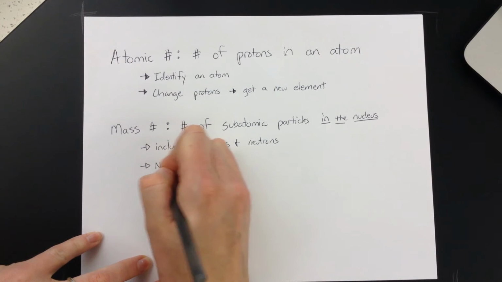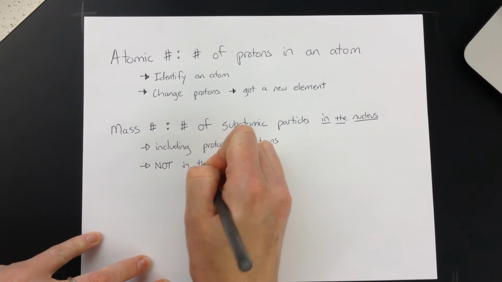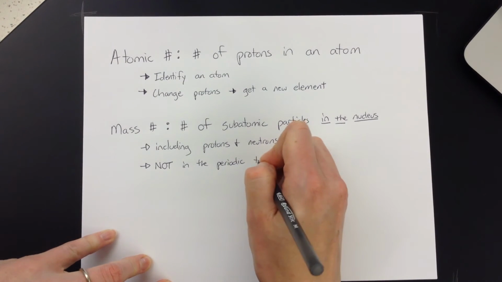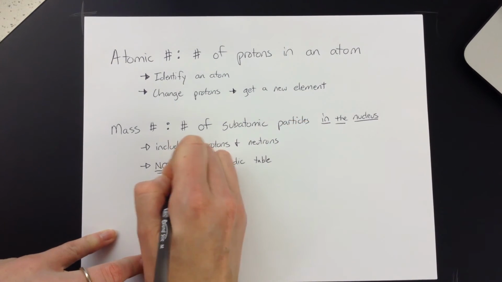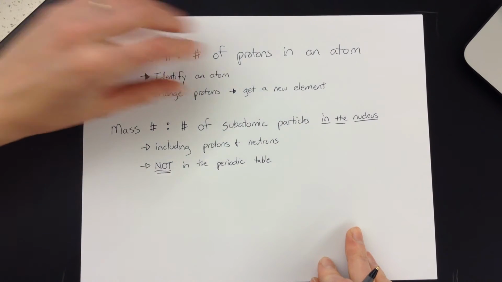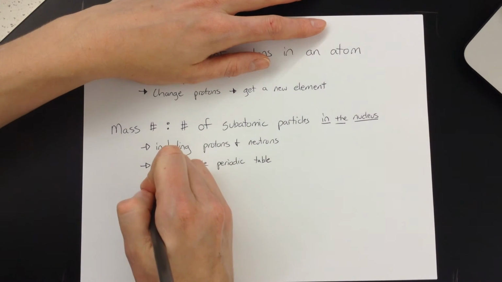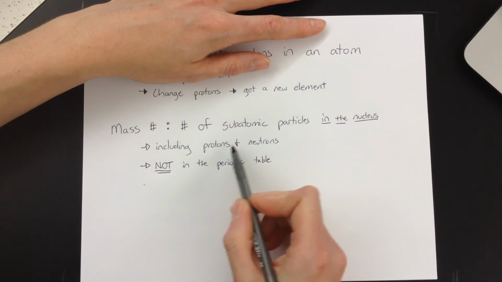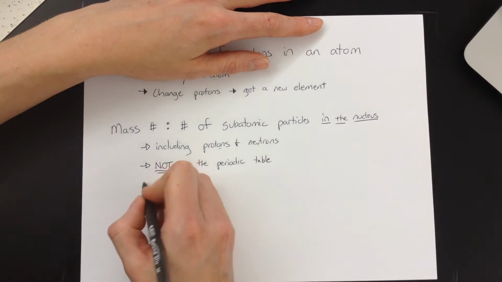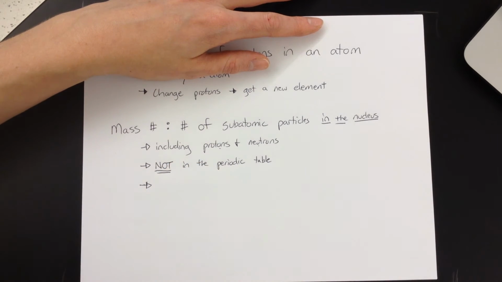Now, this number is not in the periodic table. That's really important to note. A lot of people try to look up the mass number in the periodic table, but it's not there. We'll write down what is in the periodic table in just a second, but if you want to figure it out, you'll have to look at protons and neutrons, or you'll need protons and neutrons. But what's in the periodic table is an average of those.